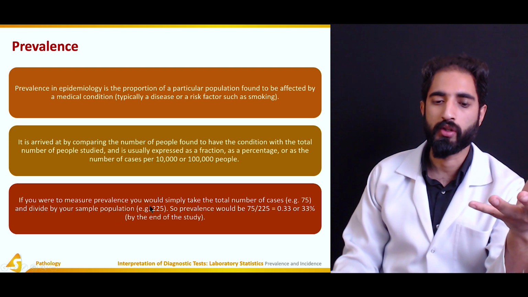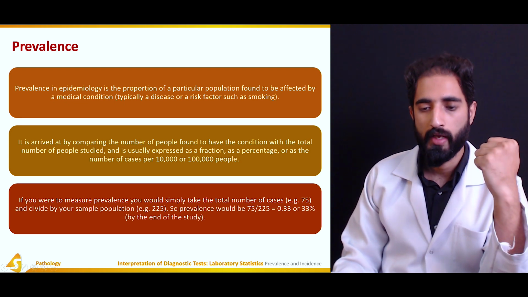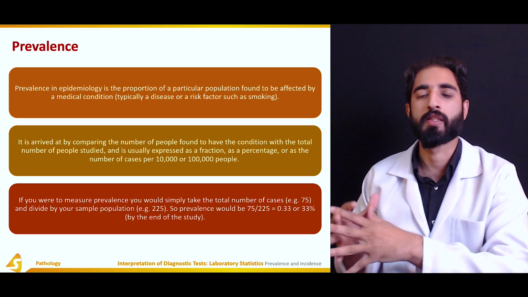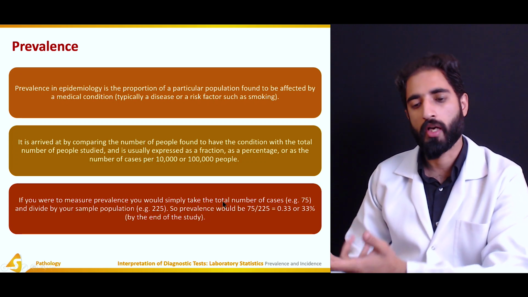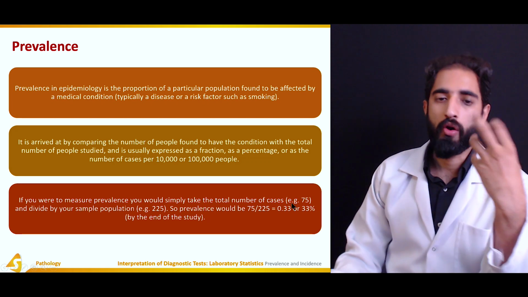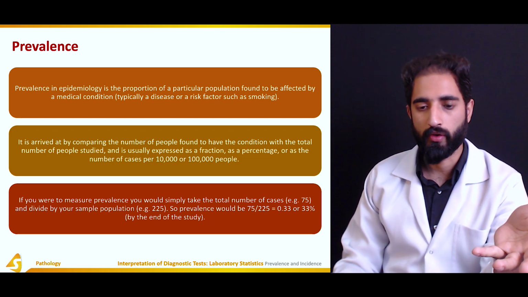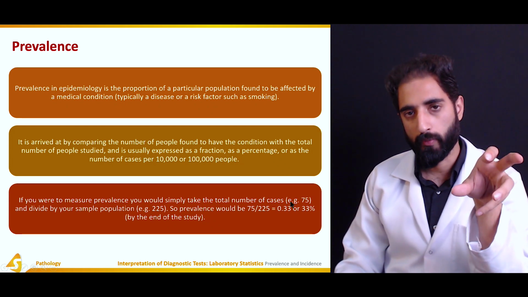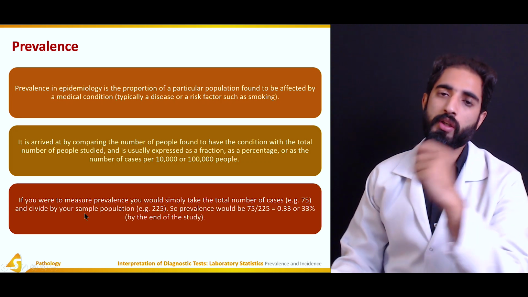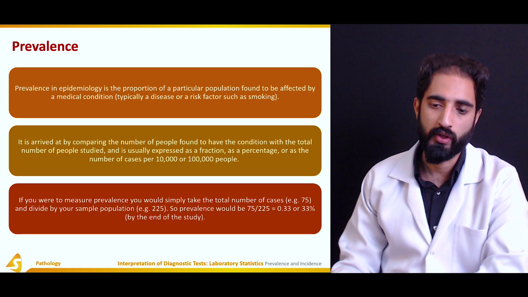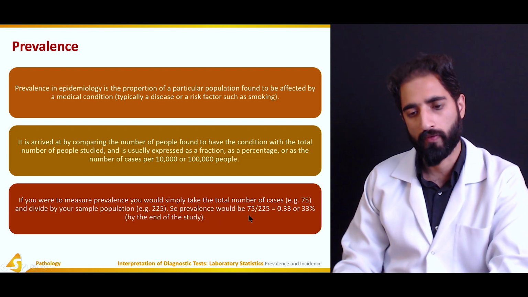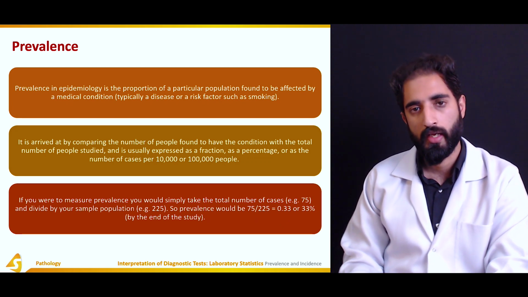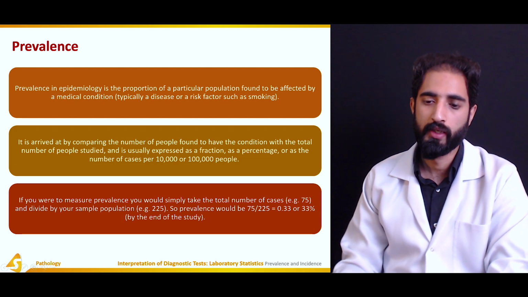So, in that context, if we look at this example here, we can see that the total population is 225, and there are a number of individuals or cases that have that specific kind of condition or disease. They are, for example, 75. In order to calculate the percentage prevalence, we can divide 75 by 225, which is the total number of cases divided by the total number of individuals in that sample population. By dividing 75 by 225, we get 0.33. In order to convert into percentage, we multiply it by 100 and we get the percentage. For example, here we get 33%.